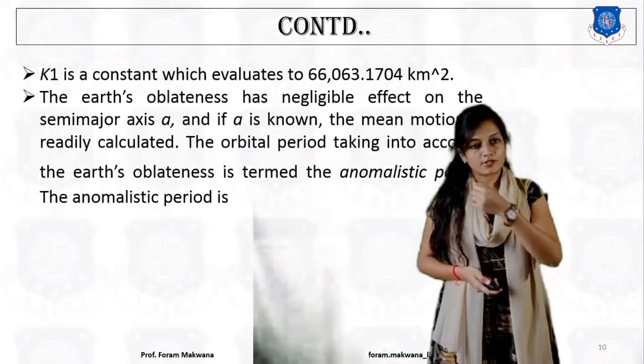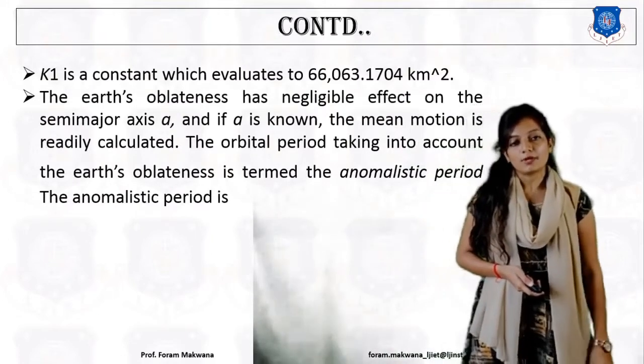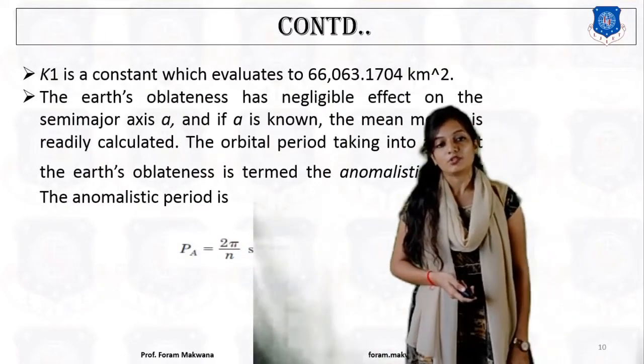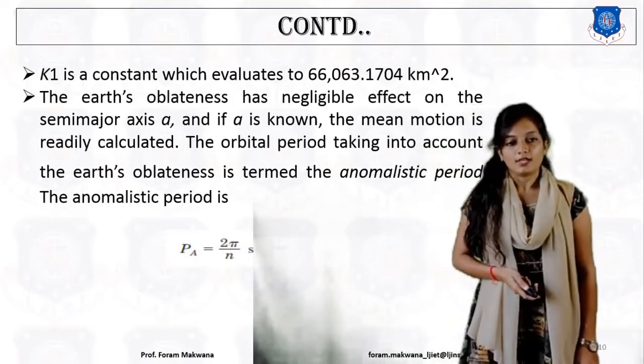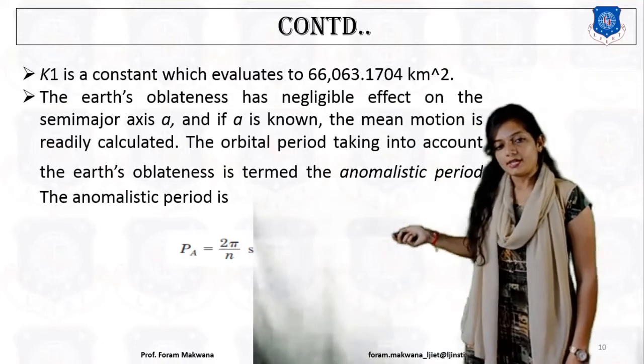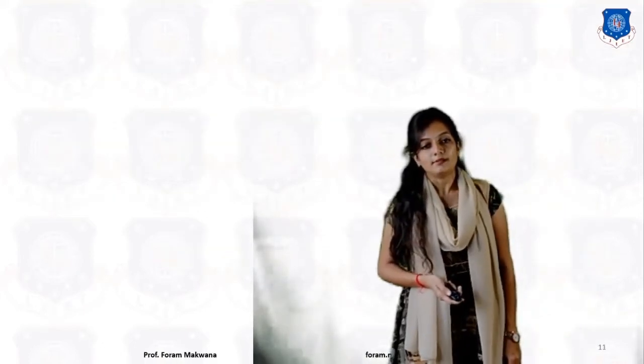As I have told you, k1 is a constant, and this Earth's oblateness has a negligible effect on the semi-major axis. Alright. So we can say the anomalistic period P_A equals 2 pi upon n.